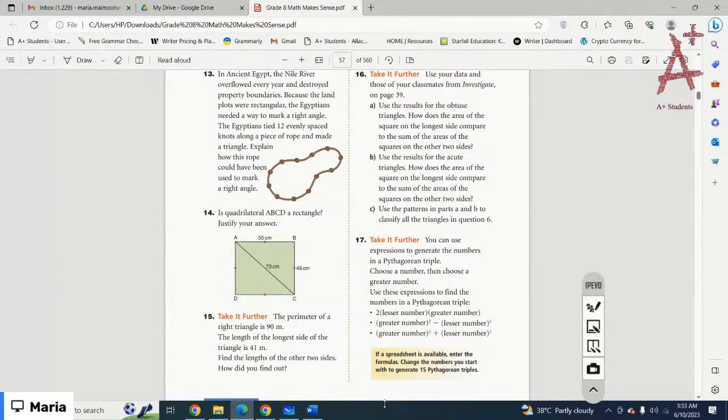Okay, the next one is quadrilateral ABCD, a rectangle. Justify your answer. Yes, that is a rectangle. You can see the signs. Got it? They match with each other. That means if this one is 48, this one is also 48. This is 55, this is also 55. So opposite side lengths are exactly equal. That means yes, this is a rectangle. Got it? Because the rectangle has opposite sides equal in length.